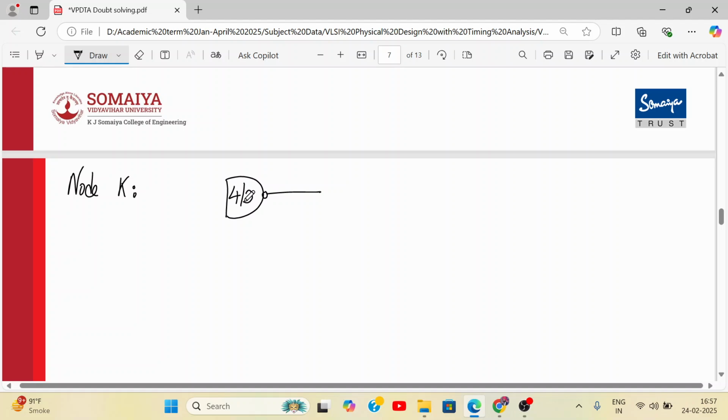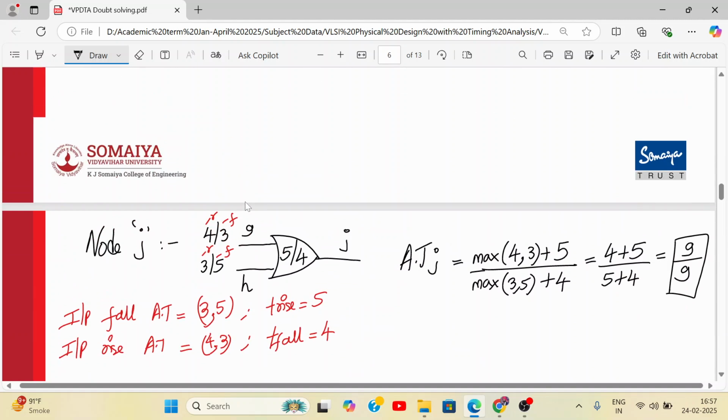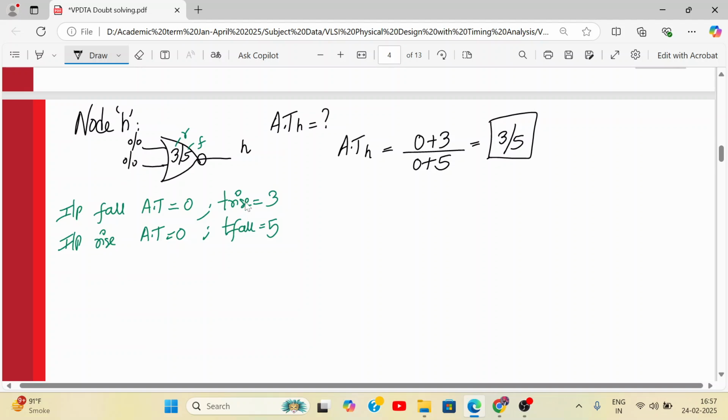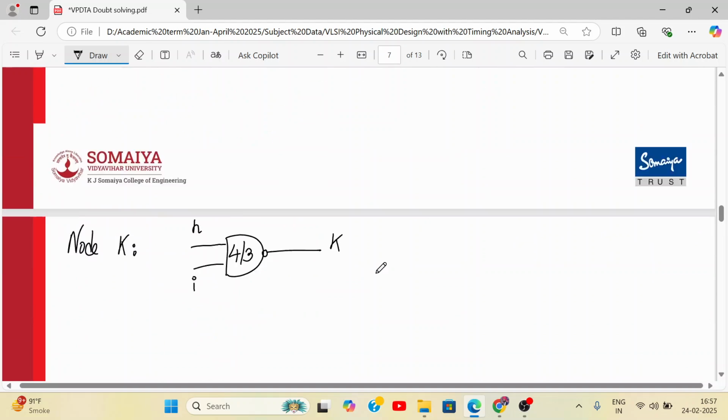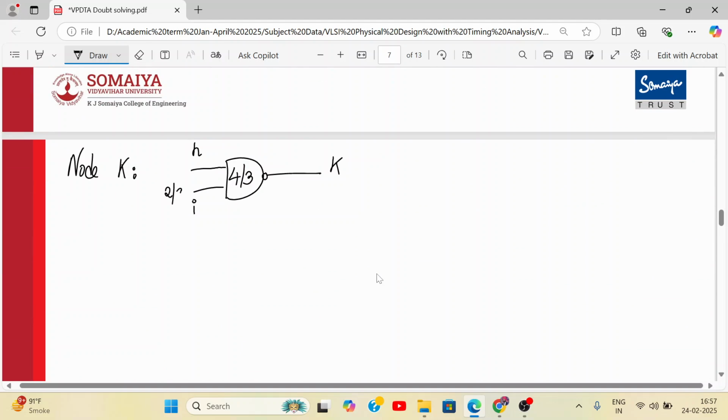This is an inverting gate and its inputs are, this is K, inputs are H and I. So for H and I, what are the arrival times? This is H, it is 3 and 5, and for I it is 2 and 3. So these are nothing but the rise and fall times. Rise, fall. So we need to calculate the arrival time at node K.